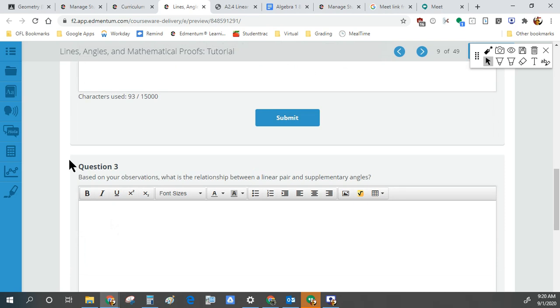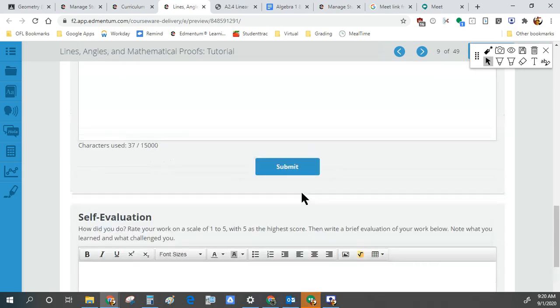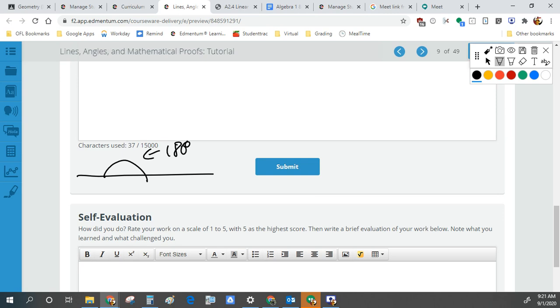Sometimes you can kind of see what Edmentum wants you to learn based on the next question that they ask. So from here, based on your observations, what can you say about the relationship between linear pair? Linear pair angles are supplementary. So that's what they wanted us to learn from it. They wanted us to say that if we have a straight line, that straight line is always equal to 180 degrees.